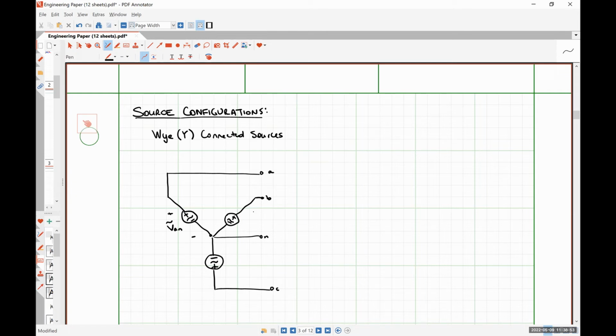This would be our voltage VBN, and this would be our voltage VCN. This neutral conductor is optional. We will talk about why it is optional a little bit later.